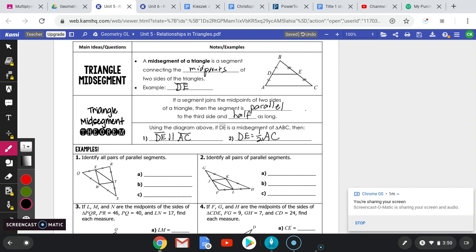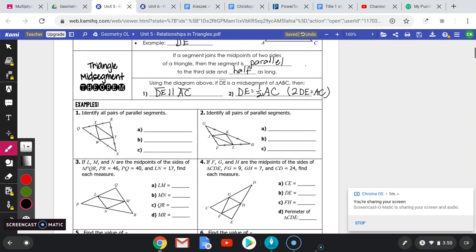Now, I'm going to rewrite this here: 2DE equals AC. Because when we get to the algebra part, that'll just be a whole lot easier to work with than with a fraction.